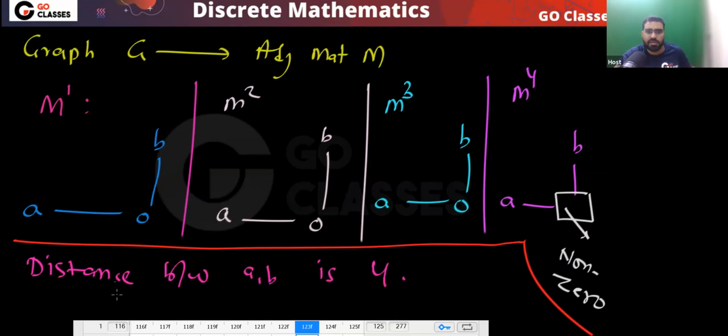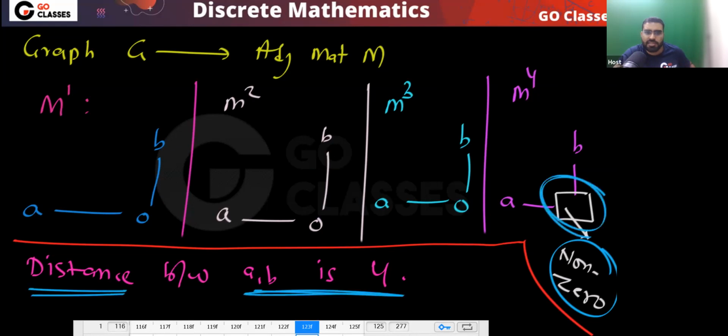Is this clear? Very simple. Another simple application: suddenly this value became non-zero. It simply means that for the first time it became non-zero. It means this is the distance, because this is the shortest path between A comma B. Distance means shortest path. So the shortest path has length 4.